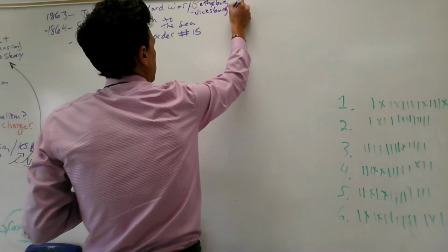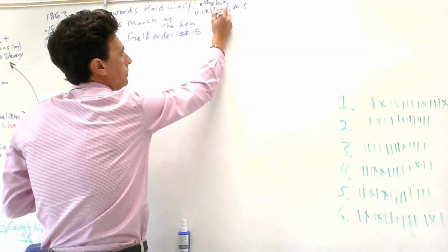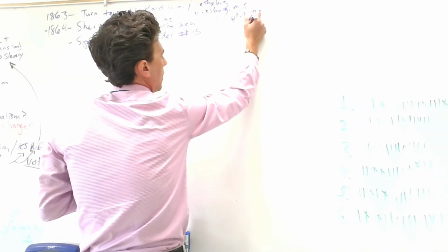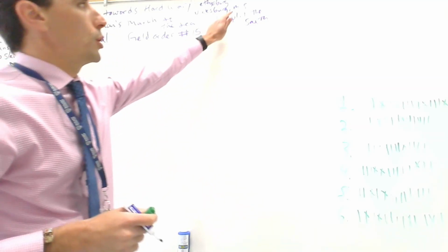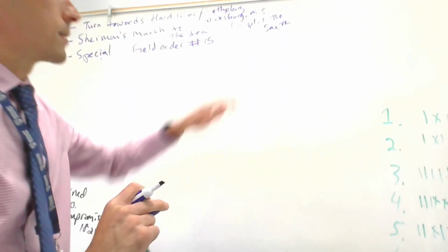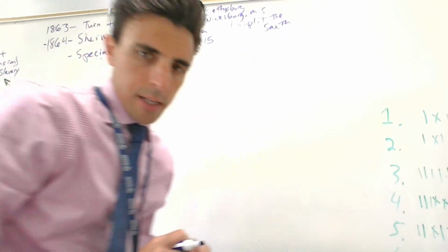And Vicksburg, Mississippi was really important, that battle, because what that did is split the South into two, right? The Union now controls the Mississippi River. It split the South in two.